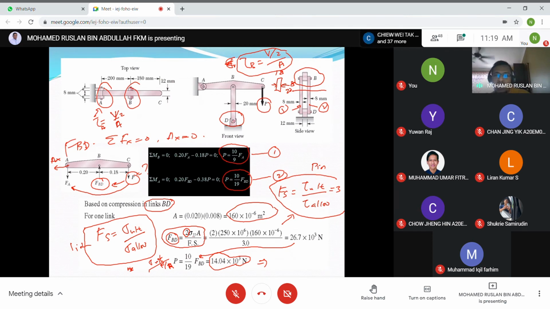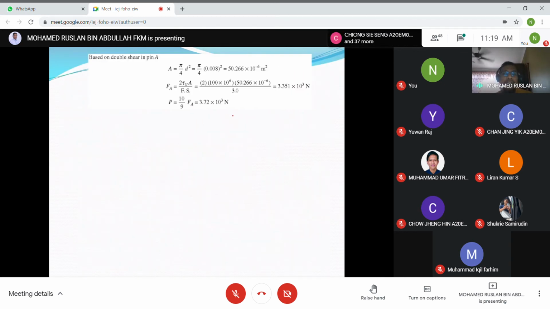Okay, because this is a two-force member. So now we go to the second part. When we consider pin A, pin B, and pin D, this is double shear. So for pin A, this is the area for pin A.